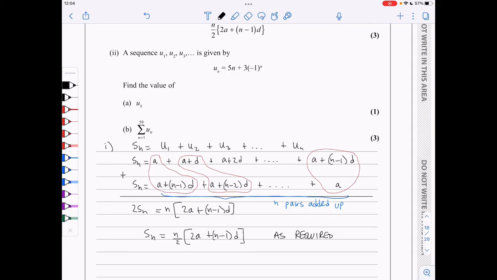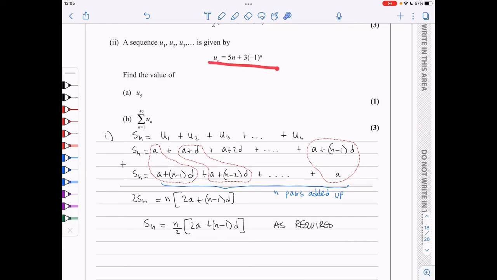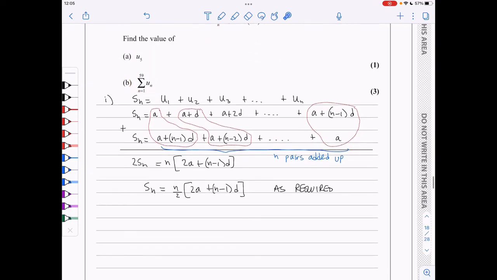Now in part two, we've got a sequence u1, u2, u3 given by this, and we need to find the value of u5 and then the sum of the first 59 terms. So let's start with the easy part. Now u5, we just substitute n is 5, so we get 5 times 5 plus 3 times minus 1 to the power of 5, which is 25 minus 3, which is 22.